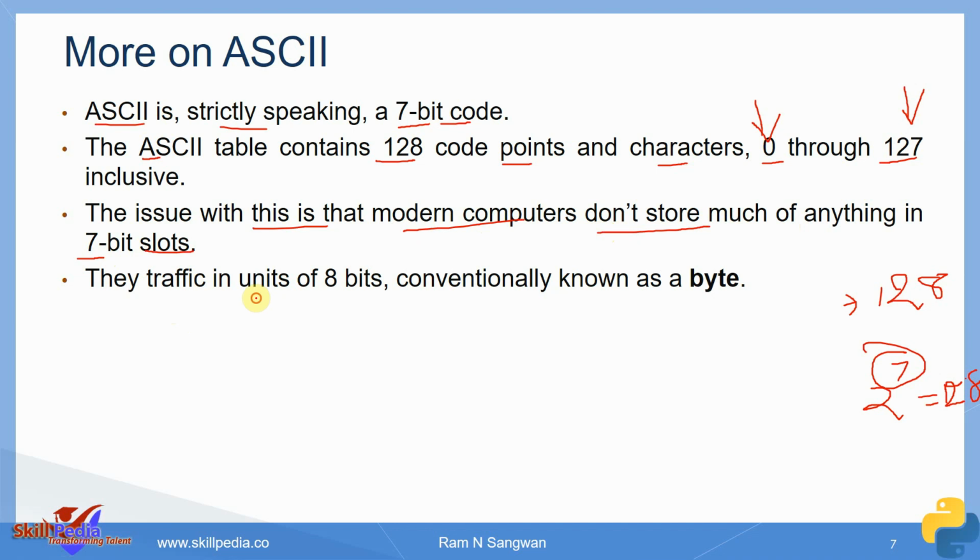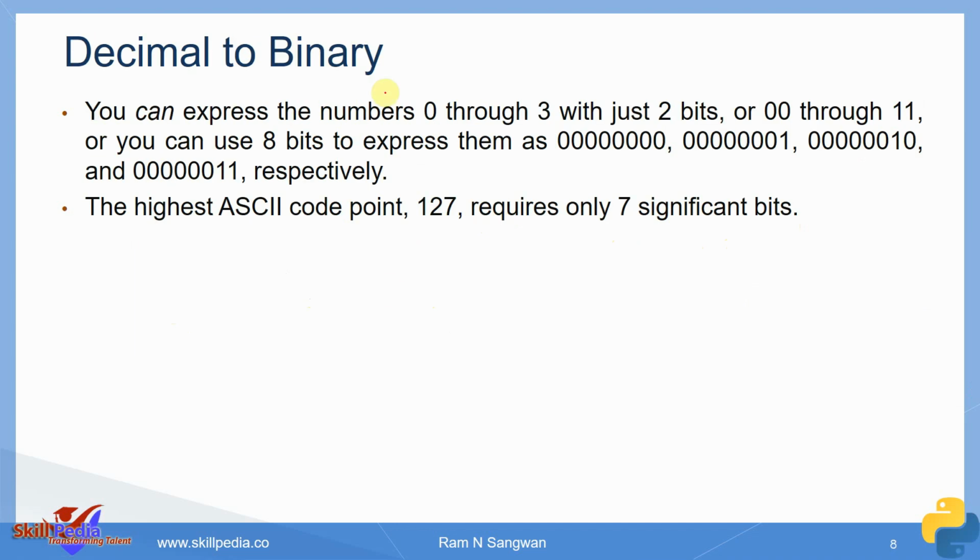They traffic in units of 8 bits, conveniently known as a byte. So 8 bits together form 1 byte. A group of 8 bits is used to represent a single character properly. Now, decimal to binary. You can express the numbers 0 through 3 with just 2 bits.